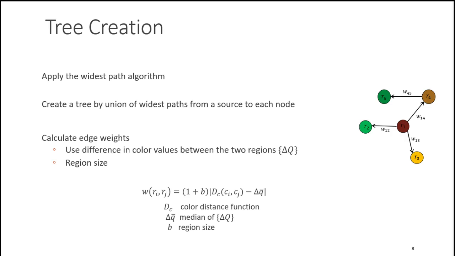We create a tree over the input oversegmentation using the widest path algorithm. Edge weights are computed based on both color difference and region size. Considering the color differences in edge weight calculation ensures that the widest path tree links the similar regions and results in good edge preservation. We also preserve small color distances by assigning large edge weights to small color differences.